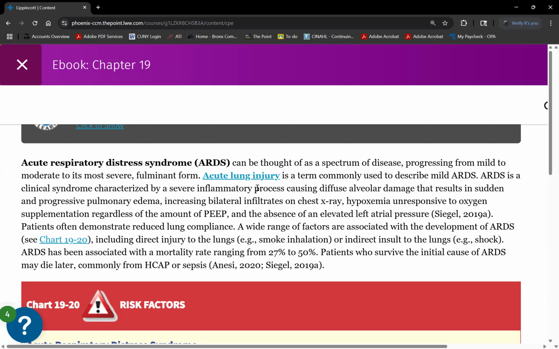Injury to the lung, okay? So you'll think what? The pneumonia, right? Or COVID, right? Or let's say you drowned. That's acute lung injury, correct?